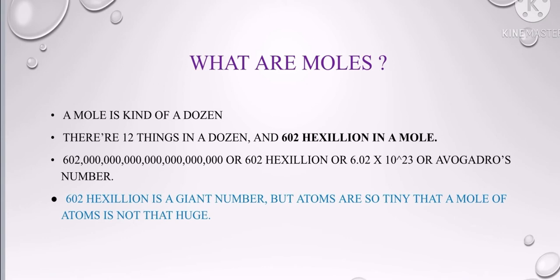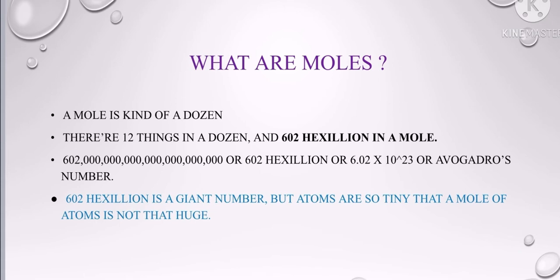And what is the meaning of this? This means 602 with 21 zeros, but don't worry. In exams, you are not supposed to write these 21 zeros beside each other all the time, since it would for sure make you really confused. You could write it in a lot of ways. For example, 602 hexillion, and hexillion means 10 to the power of 21. Or 6.02 multiplied by 10 to the power of 23, or in its simplest way, Avogadro's number.